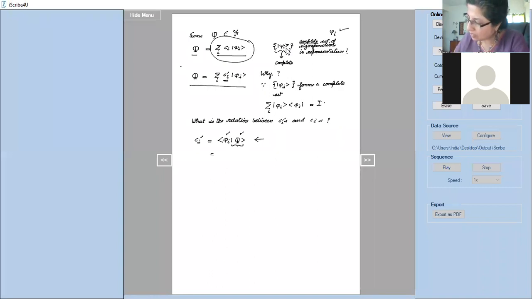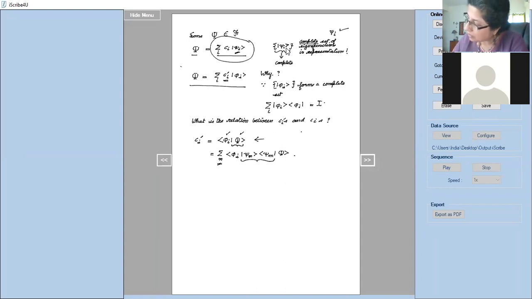I will take some summation over m, and then I will write this phi i. I don't want to use the same i again. Actually, I'm not doing that. I'm doing something else. I'm using the closure relation of these psi i's, so I will write it as |psi m><psi m|. So I have introduced this over here. How did I do that?